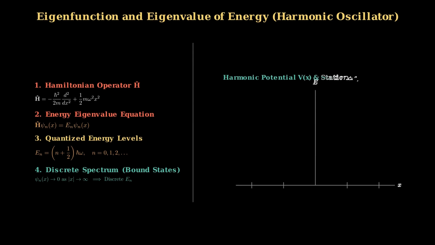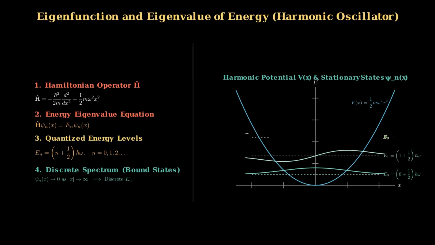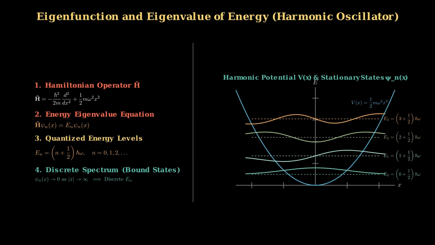Solving this differential equation under physical boundary conditions yields discrete, quantized energy levels. E sub n equals n plus 1/2 times h bar omega, where n equals 0, 1, 2, and so on. Unlike position or momentum states, which span a continuous real spectrum, bound harmonic oscillator energy states form a discrete spectrum, featuring localized stationary wave functions with a non-zero ground state energy of 1/2 h bar omega.